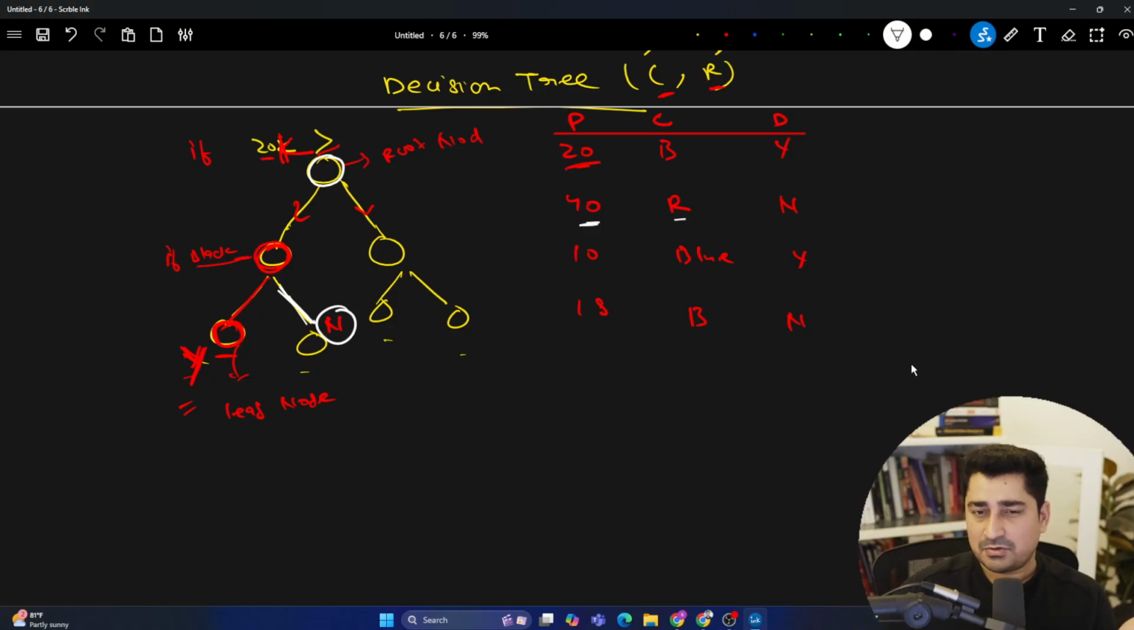I will not try to buy the iPhone. So if the price is lesser than 20k, maybe I will come this side, right? I'll try to come this side, and then based on the color I can try to make a division again, and then I'll try to take a decision that yes, I'm going to buy the phone, or no, I'm not going to buy the phone.